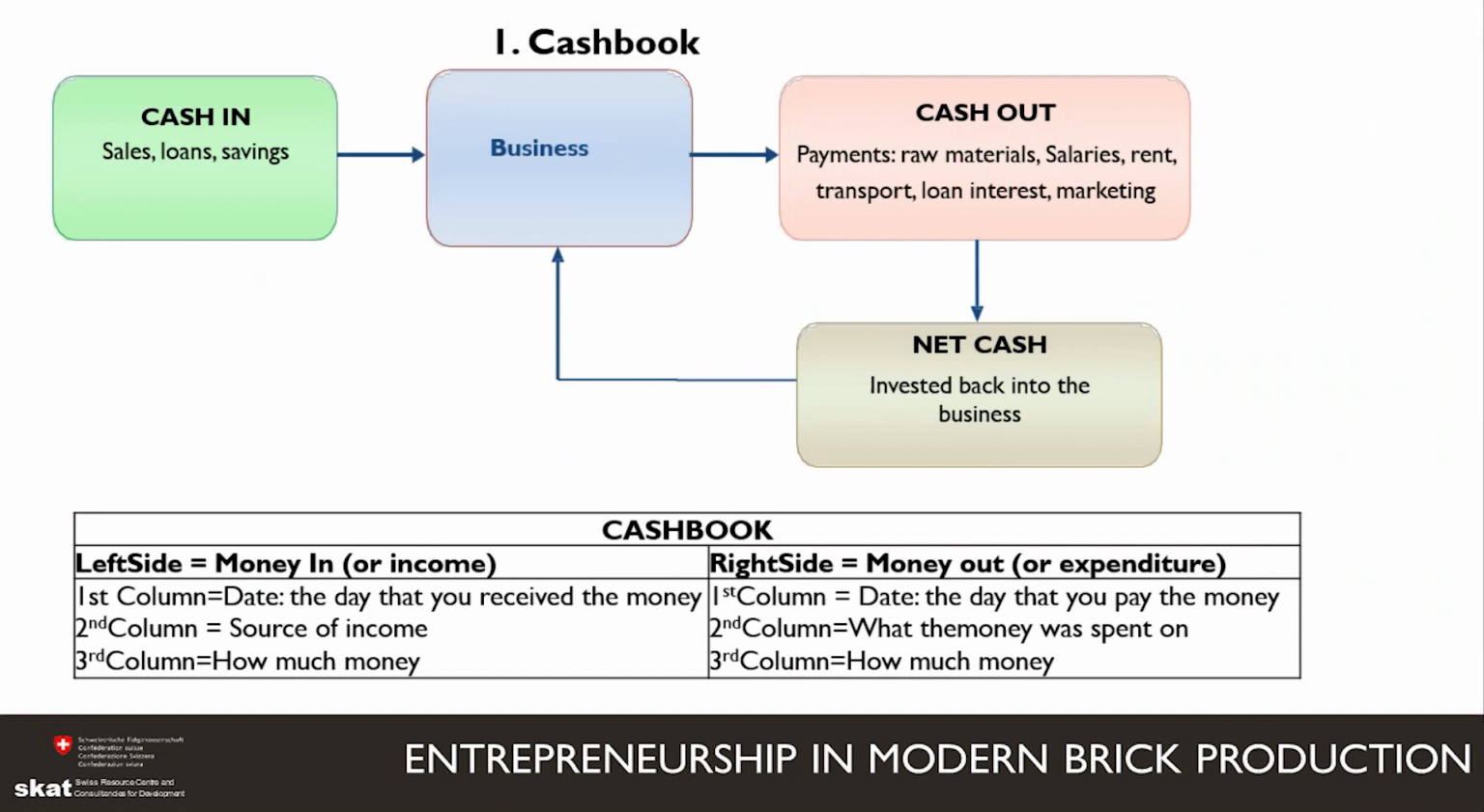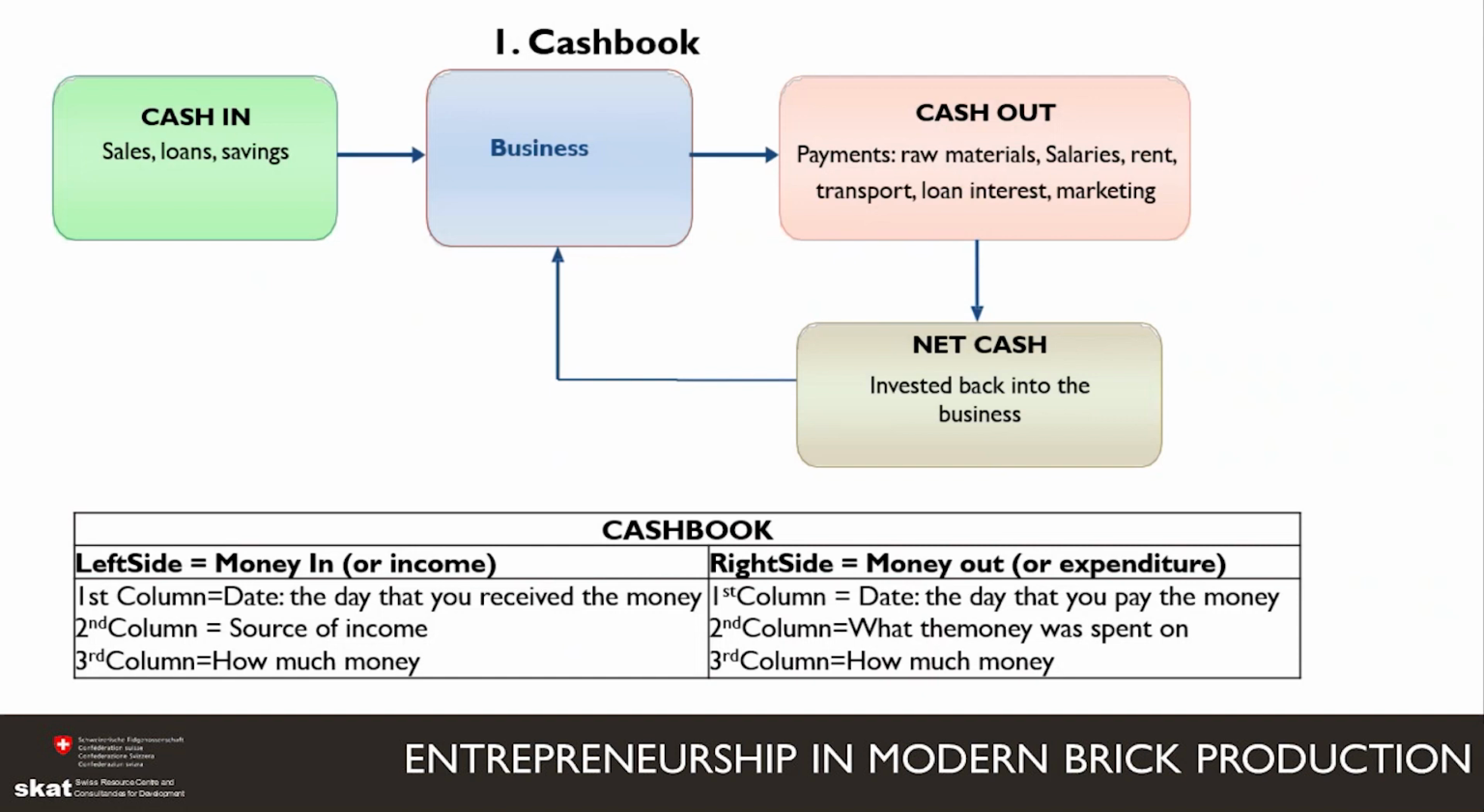The cash book is a book you can use which has to have two parts, the left part and the right part. The left part is where you register all cash in, meaning the entries. It has to record the date you received the money, the source of the money or income, and how much. On the right side is where you record the money out: the date, of course, what the money was spent on, and how much.